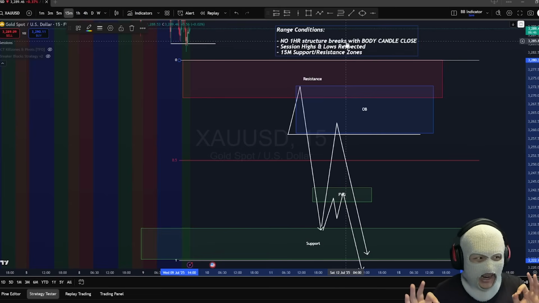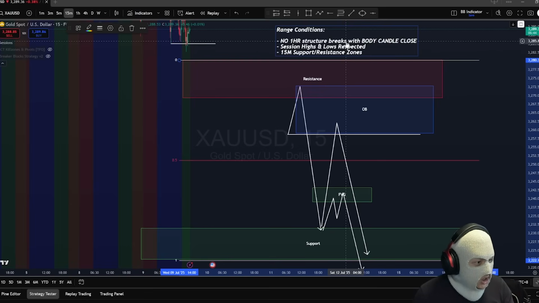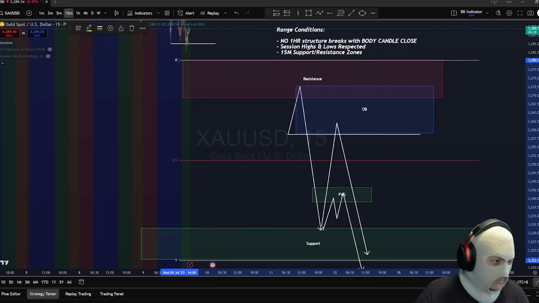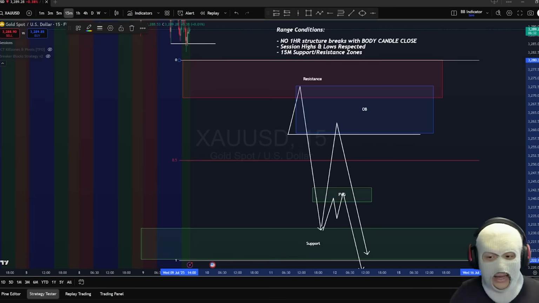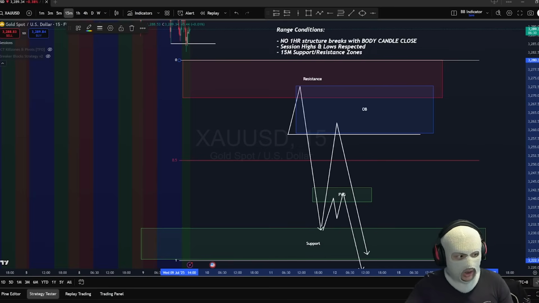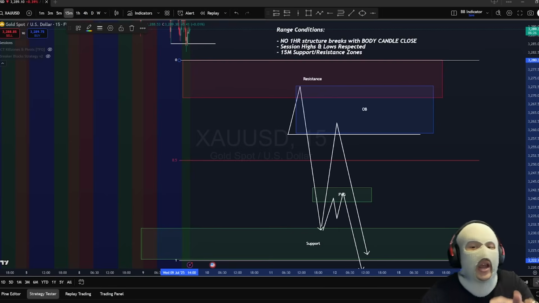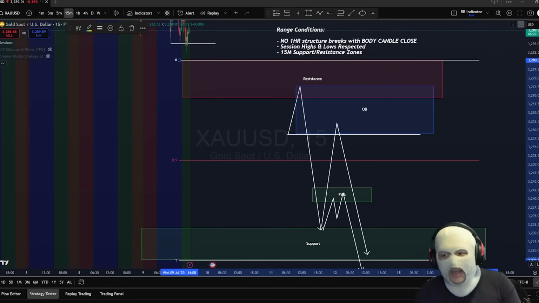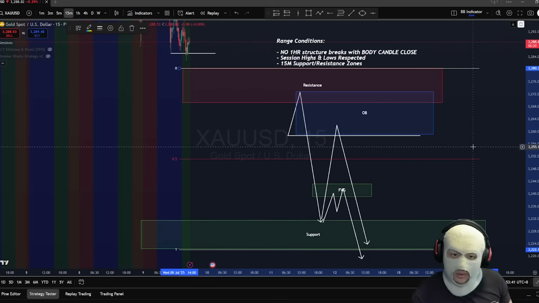Is that clear? Crystal clear? Type W in the chat, let me know. Clear? Very good. Okay, so this is for the ranging market condition. For the trending market condition, I believe you guys here are very familiar, but I will still go through it with you all one more time.